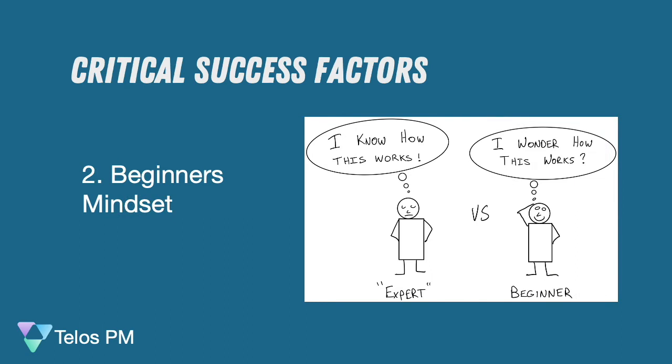The second critical success factor is a beginner's mindset. Now, beginner's mindset is a specific mindset to call out. This is about ensuring that we, as the subject matter experts, are careful not to assert our interpretations into the outcomes. To avoid this, we must keep asking ourselves, is this what the user wants, or is it what I want?